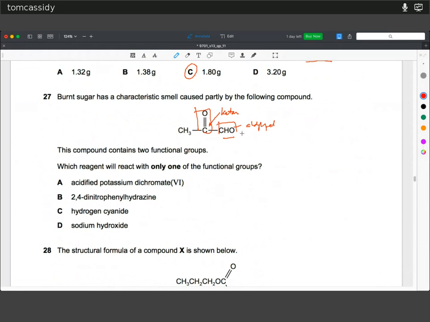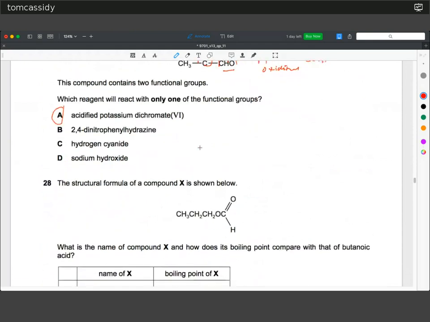And the trick here is to know that the aldehyde can be oxidized. If you oxidize an aldehyde, then you get a carboxylic acid. But you can't oxidize a ketone. There's nothing you can do there. So the oxidation will distinguish between the ketone and the aldehyde. And so 27A is the right answer there. Acidified potassium dichromate is an oxidizing agent. It'll oxidize the aldehyde. It won't oxidize the ketone.